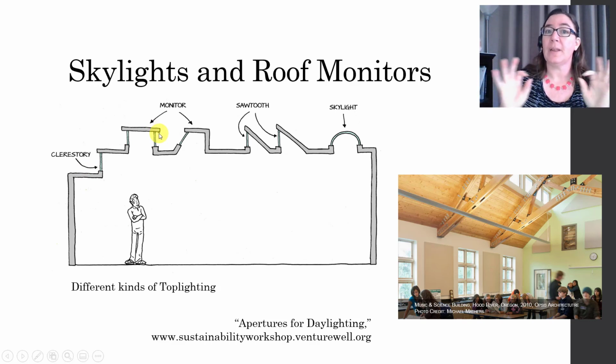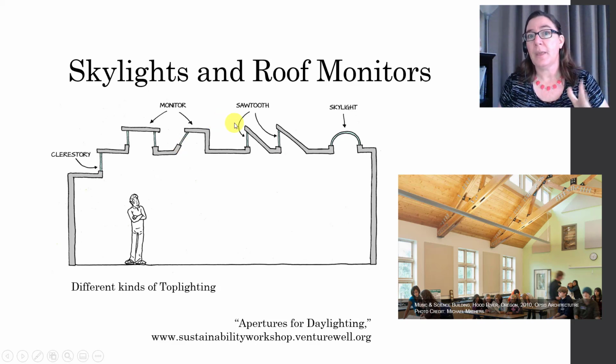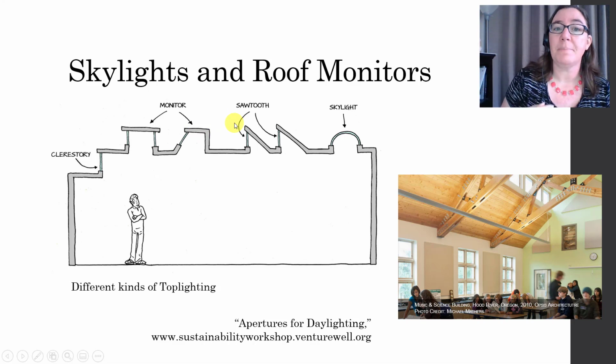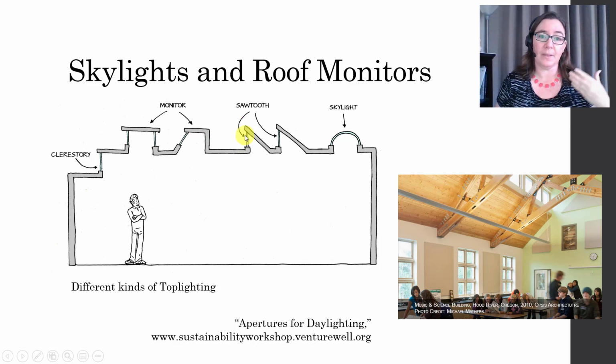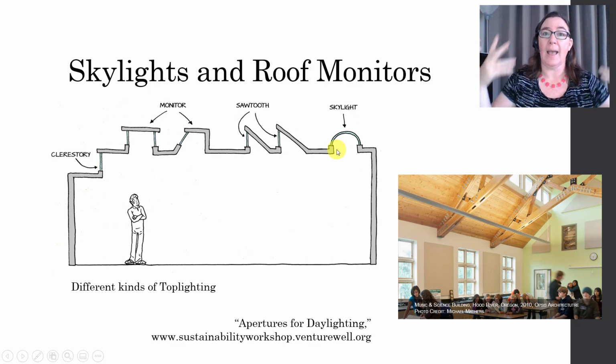Another vocabulary word is monitor. A monitor is like a skylight, only the glass is vertical. You can see this one is at an angle, but it's not a horizontal opening. A sawtooth is a type of monitor. It's a specific type of roof monitor in which you have this angled design. And you can see that the light will come in and hit this angled piece of roof and bounce into the building. That's why that's a popular design. And finally, a skylight, simply the name for any horizontal aperture.